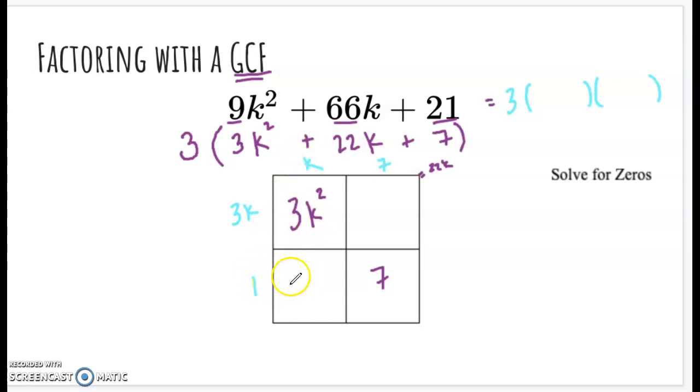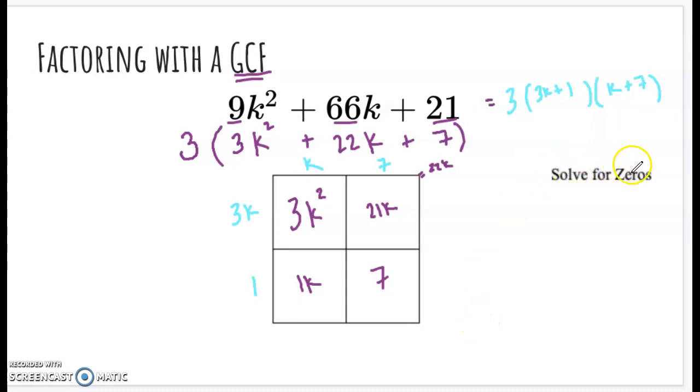So k times 1, that's going to give us 1k. 3k times 7, well, that gives me 21k. And if I add those together, I get 22k. So it worked out. I got lucky. If it didn't work, I would have just flip-flopped. I would have put my 7 down here, my 1 up here, and tried that. All right, so I know I've got factors that are 3k plus 1 and k plus 7.